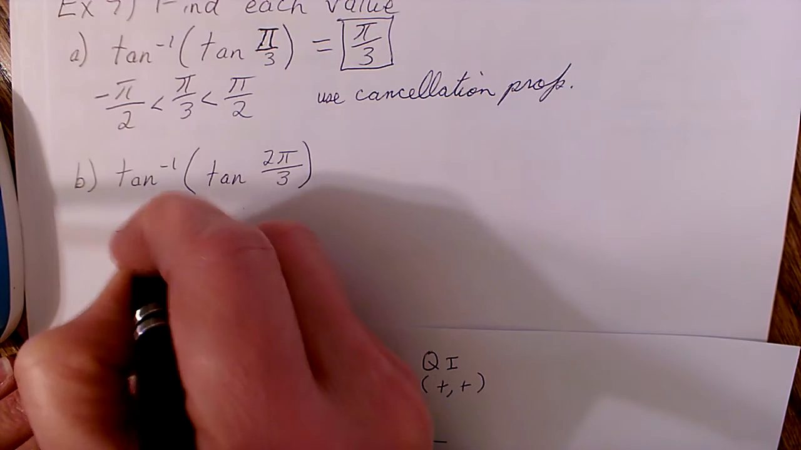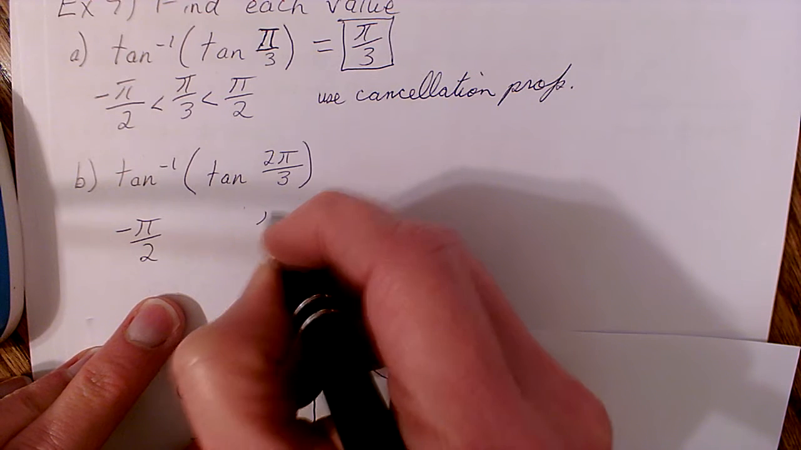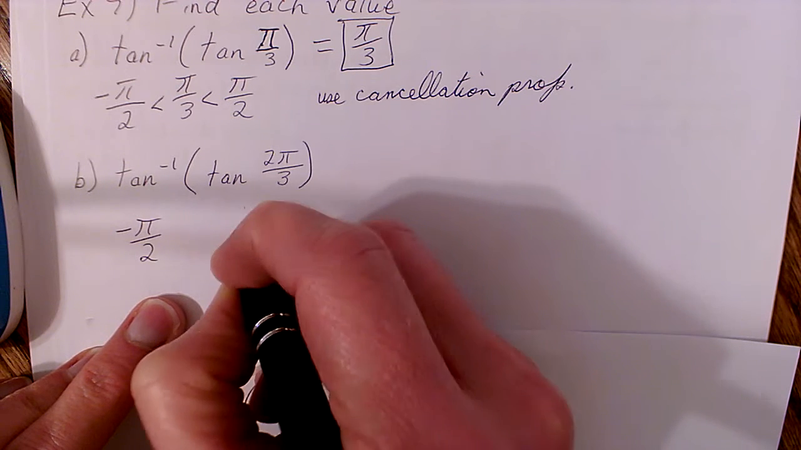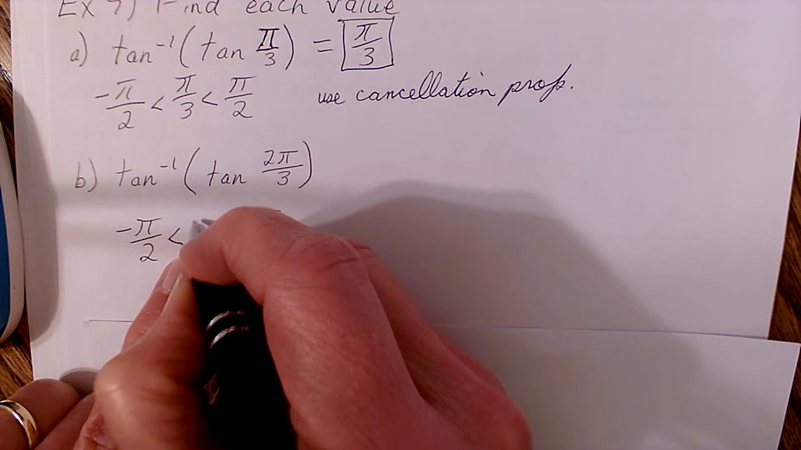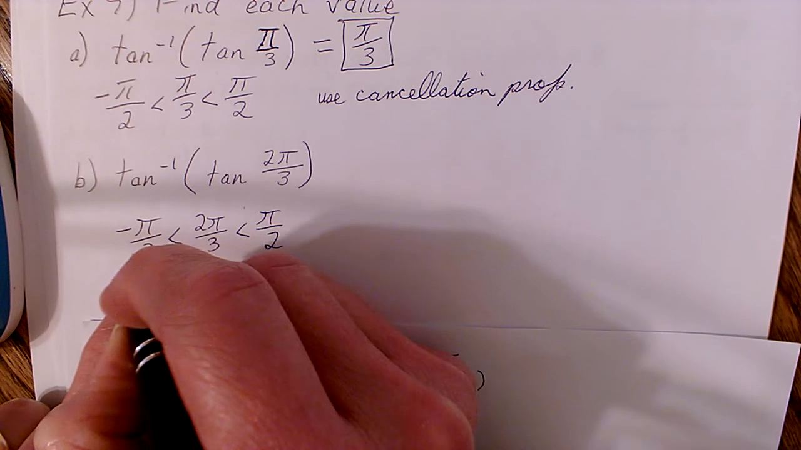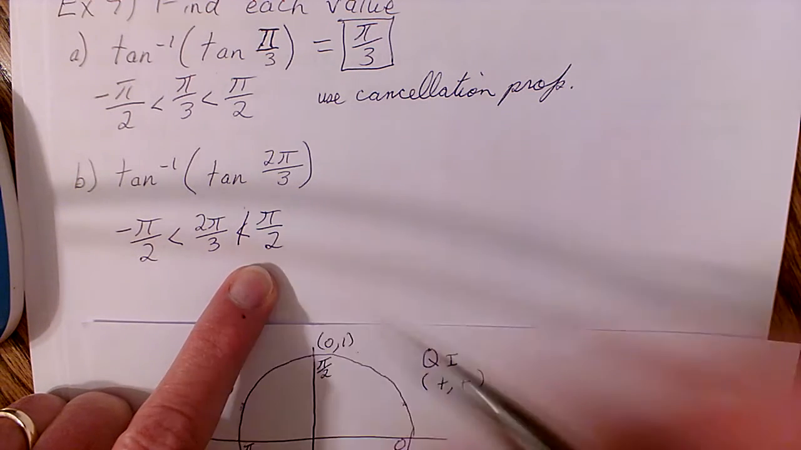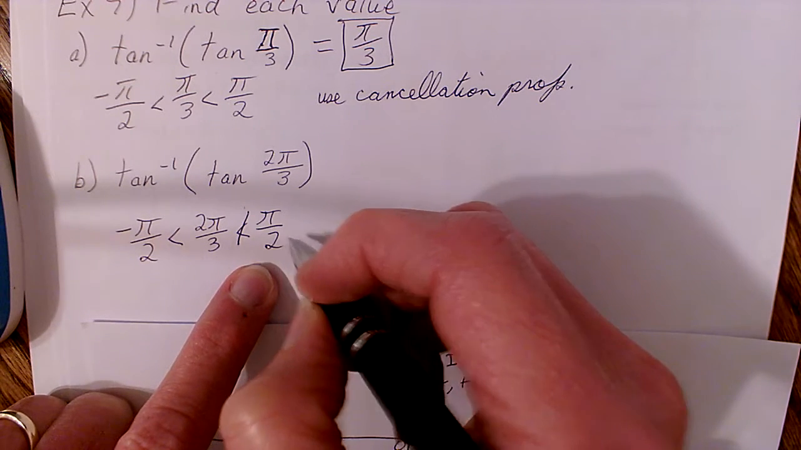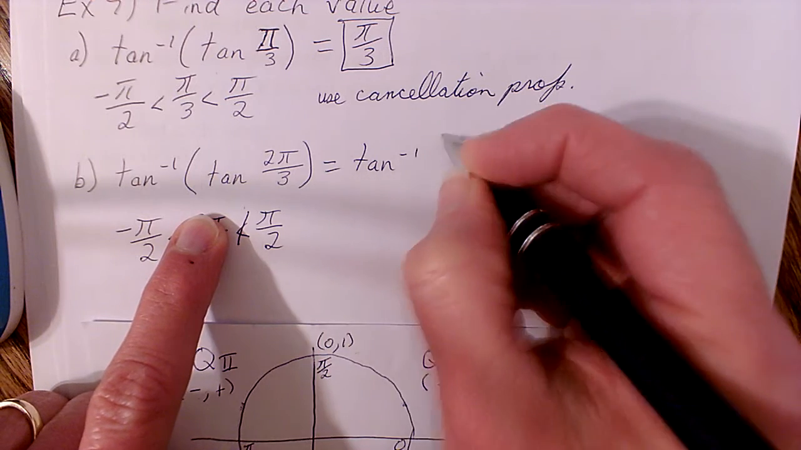Does what we're plugging in fall into the proper domain here? Let's see. Positive 2 pi over 3 is greater than negative pi over 2, but it's not less than pi over 2. And so this one we cannot use cancellation on. So we're going to have to work it out the old-fashioned way.